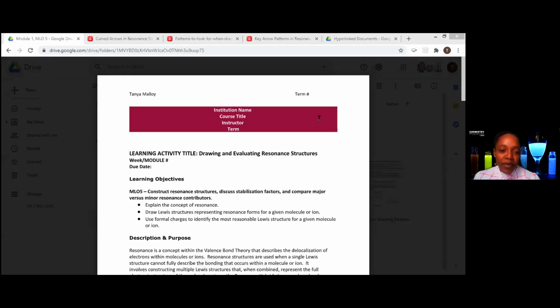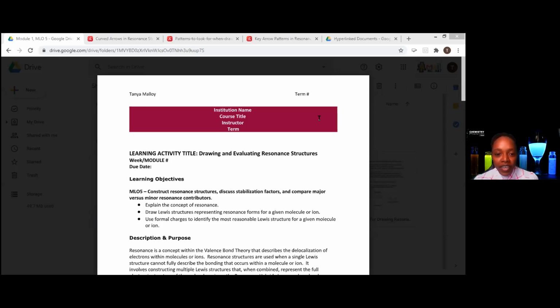So today we're going to begin by examining the learning activity from our developmental module. So this module is a crash course in a review of general chemistry. For this module, we selected 5 different module learning objectives, one of which was drawing resonance structures.